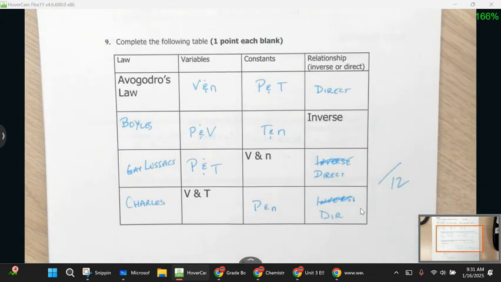Avogadro's law relates volume and amount of gas, with pressure and temperature held constant. It is a direct relationship. The only inverse relationship is Boyle's law, which relates pressure and volume. The constants are temperature and amount of gas. If V and N are constant, P and T are the ones that are being changed. If P and T are being changed, that is Gay-Lussac's law. That is a direct relationship. If V and T are being changed, P and N are constant. That is Charles' law, and it is still a direct relationship, ladies and gentlemen. Questions?